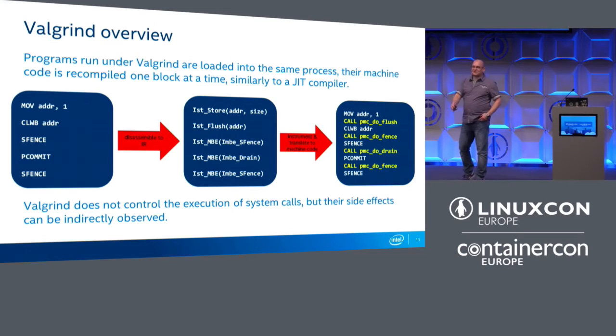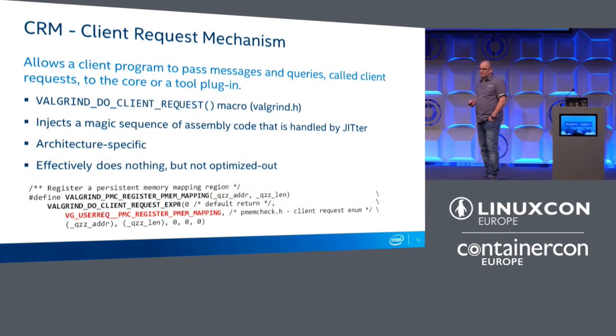This disassembly and translation happens only once, only when this particular fragment of code is executed for the first time. This is nice. In our case, we are interested in all the stores to memory, and also these flush operations. So we can implement a state machine in Pmemcheck to check whether those operations are performed in the correct order. And that's basically it.